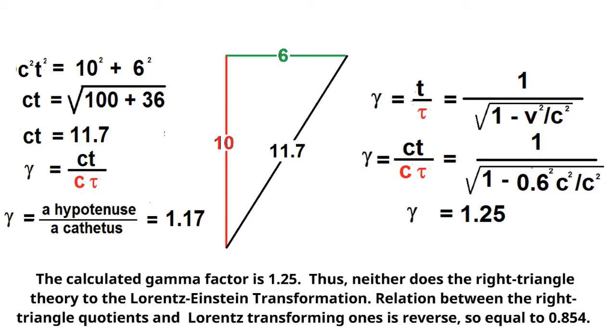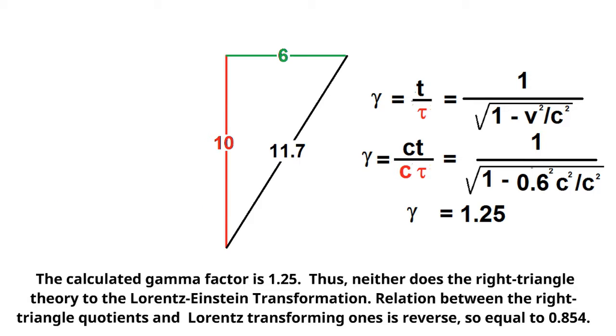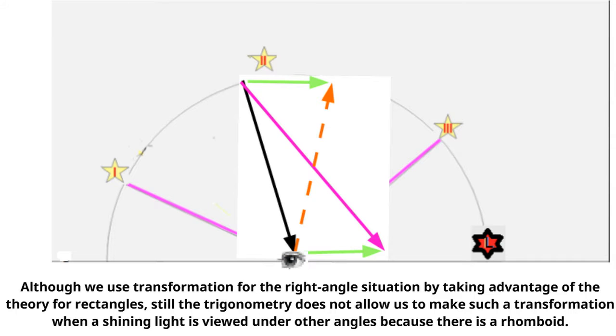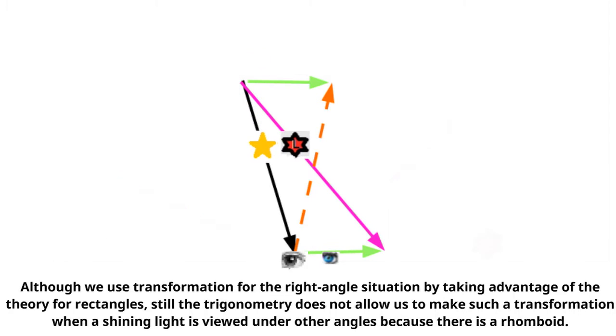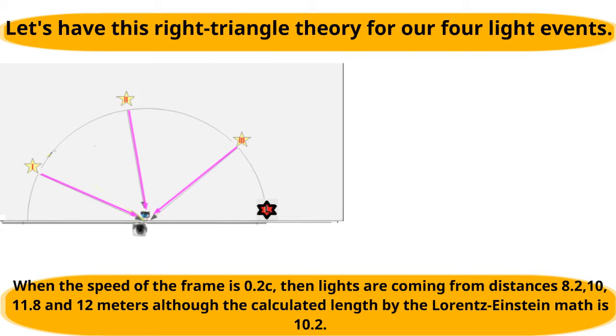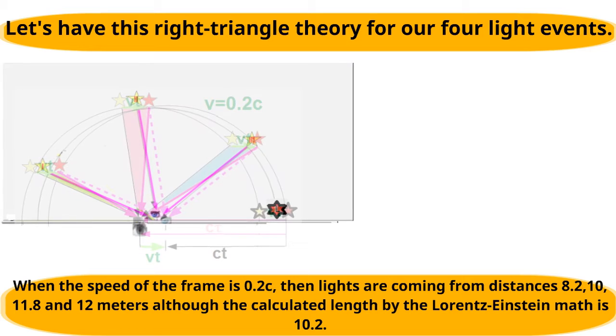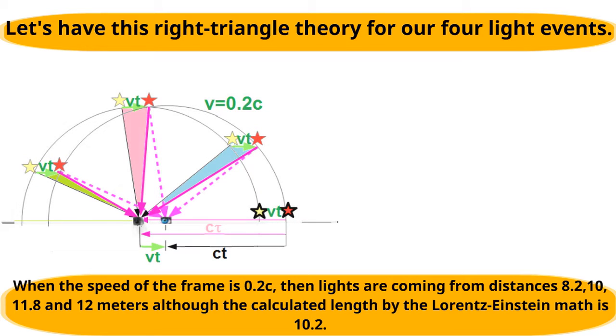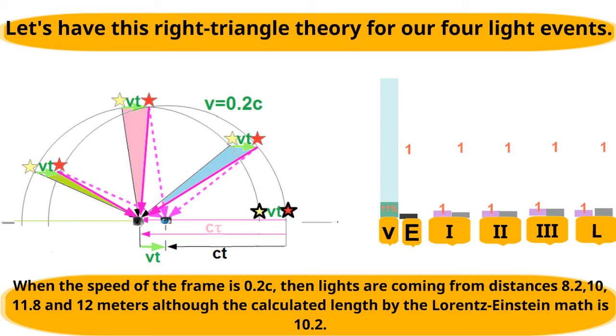The relation between the right triangle quotient and Lorentz's transformation is reversed, so it equals 0.854. Although we use the transformation for the right angle situation by taking advantage of the theory for rectangles, still the trigonometry does not allow us to make such a transformation when a shining light is viewed under other angles, because there is a rhomboid. Let's have this right triangle theory for our 4 light events.